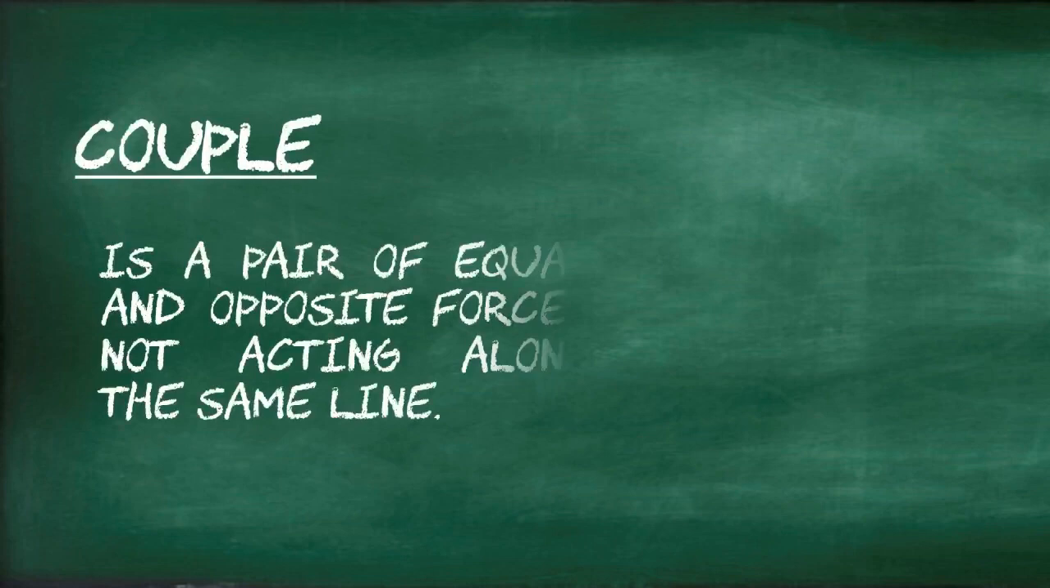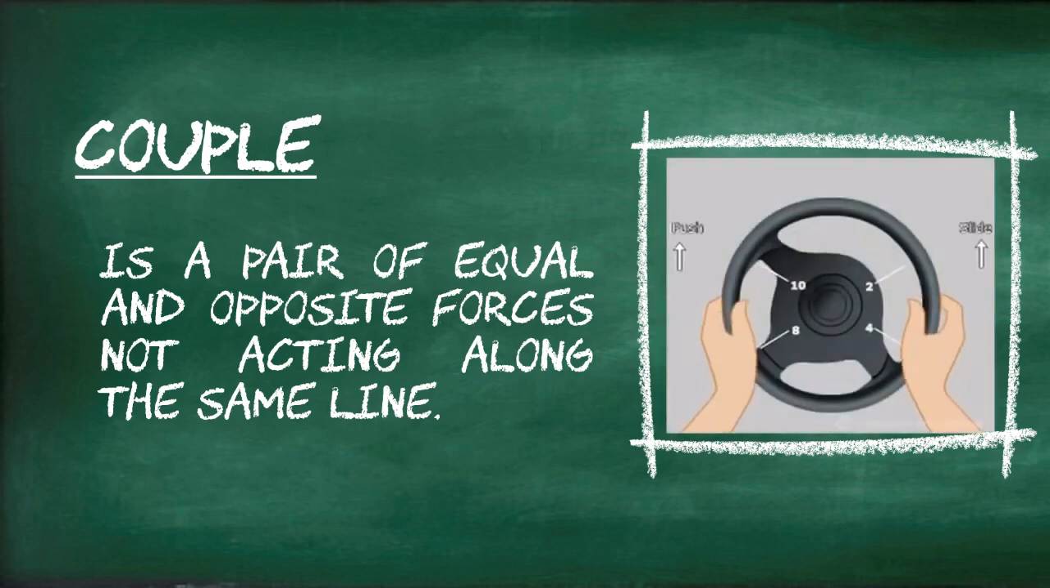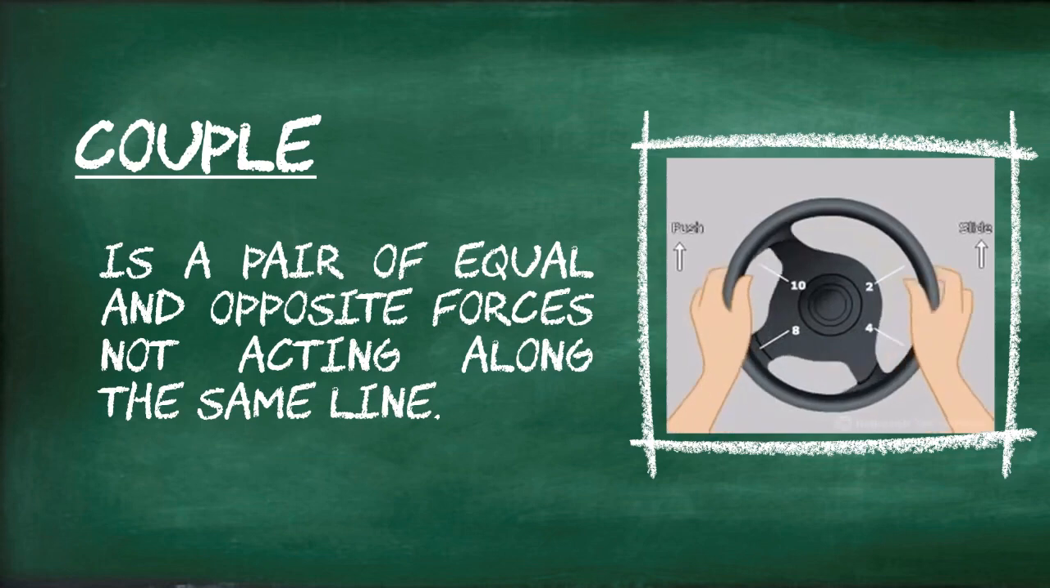Before we proceed, let's first define what a couple is. A couple is a pair of equal and opposite forces not acting along the same line. In other words, couples counteract each other in order not to cause imbalance in the body due to external forces acting on it. So basically, they are formed to maintain the body or object in an equilibrium state.